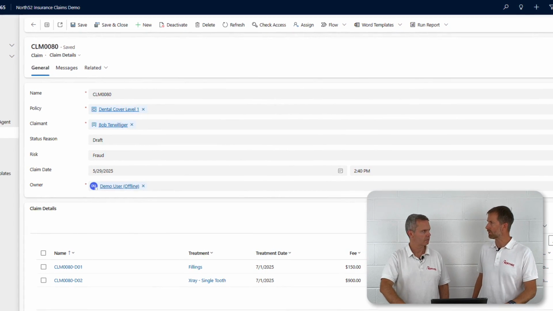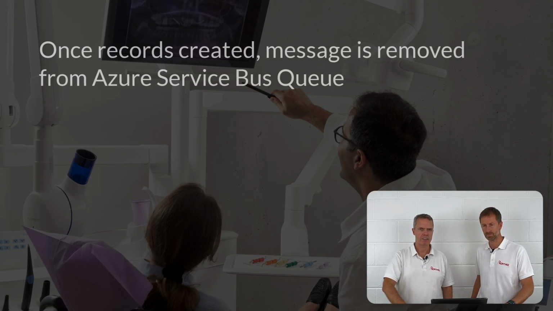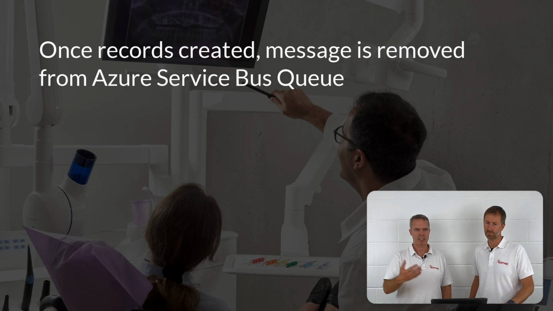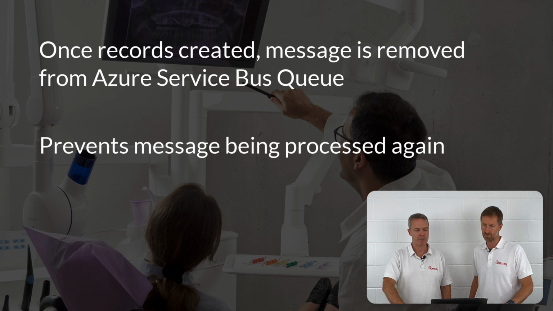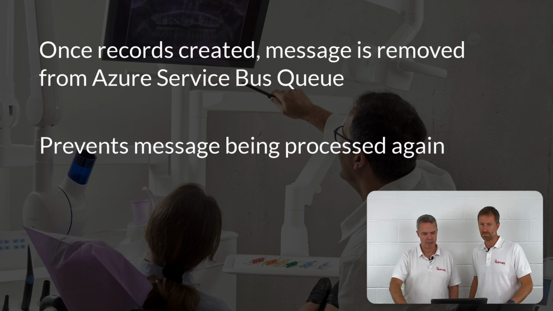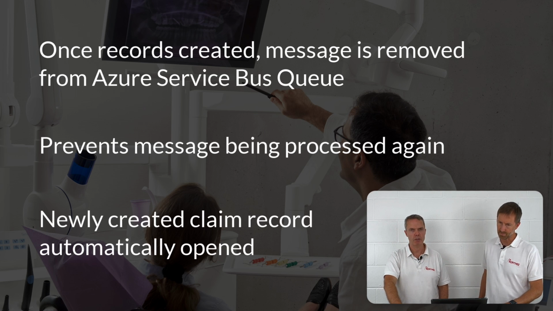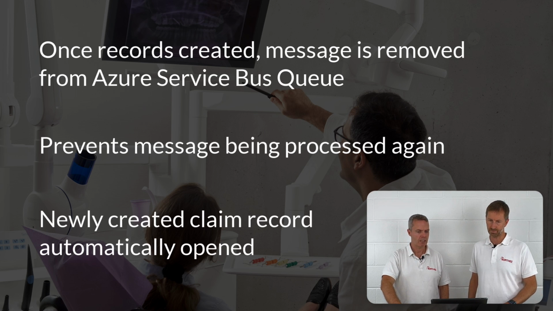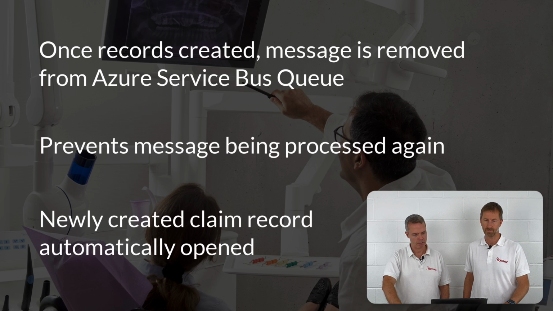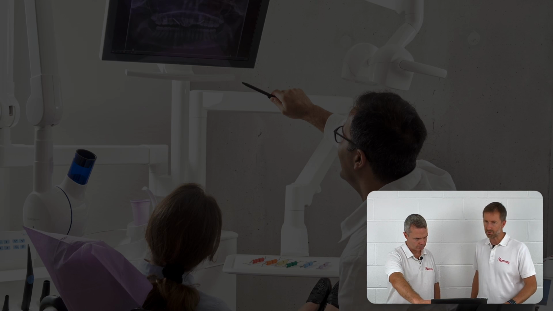What happens after all the records are created? So once all the processing is complete, the master claim and the claim detail records are created, the formula then removes the message from the Azure Service Bus queue. This prevents the message from being processed more than once. Finally, and this is a great user experience touch, it automatically opens the newly created claim record for the end user. This allows them to immediately begin their manual review for potential fraud without having to actually search for the record. That sounds incredibly efficient.